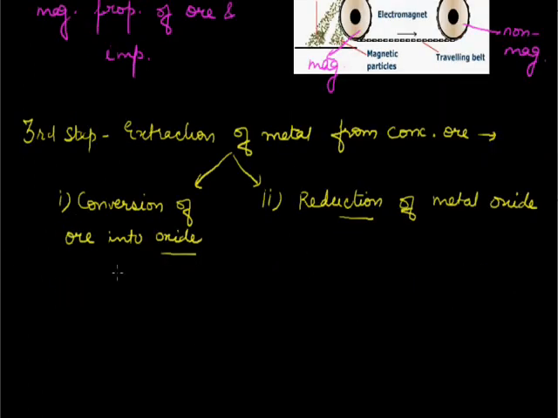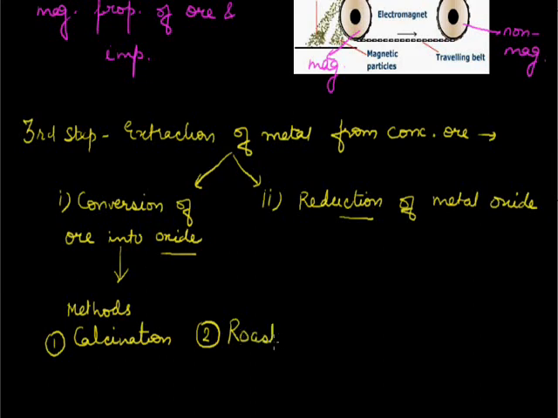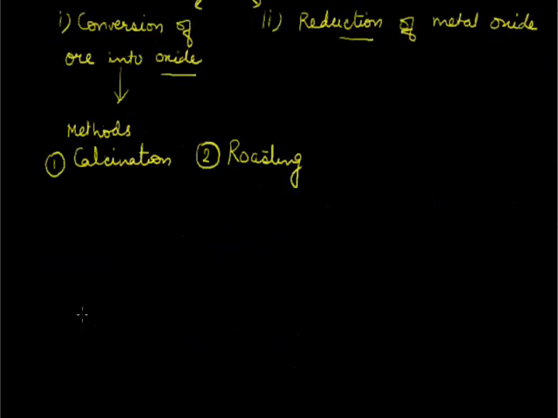We'll start with the first step, conversion of ore into oxide. So whichever may be the ore, maybe the sulfide, carbonate, sulfate, nitrate, halide, hydrated carbonate, or any other ore, we can first convert it into oxide by two methods. First is calcination, and the second method is roasting. So these two methods are employed for the conversion of ore into oxide.